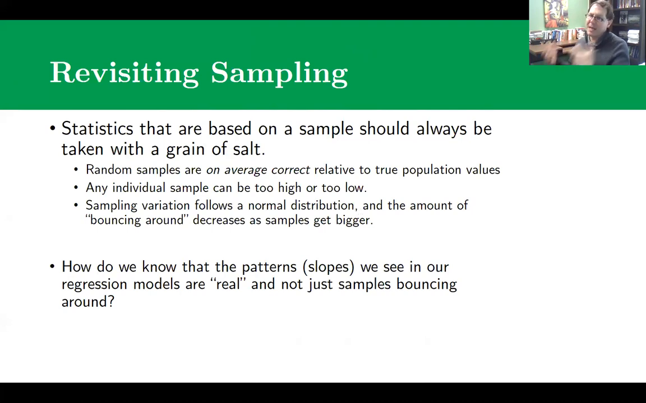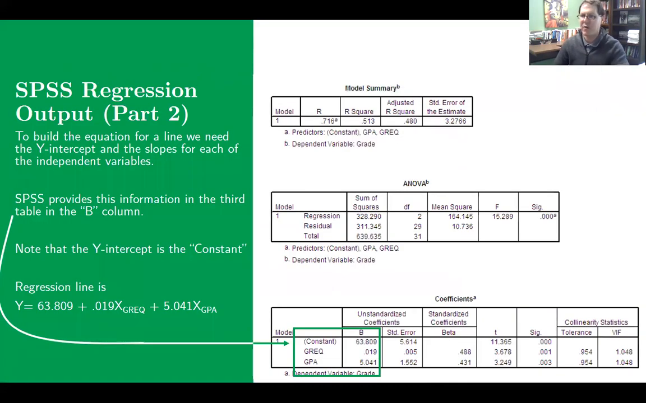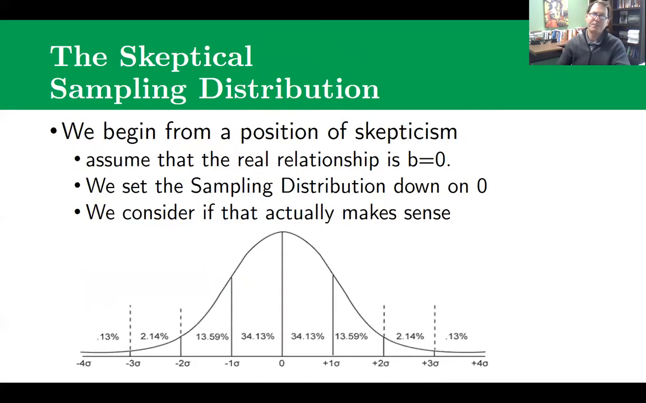And we also know that as our sample sizes get bigger, that bell curve kind of compresses in around the true population value. So larger samples are less likely to be off by a lot than smaller samples. And so we know some things about samples and how they behave, and we can use that to maybe ask some skeptical questions about whether or not the results we see in this regression model are actually real, or whether they're maybe just samples bouncing around and random sampling variation.